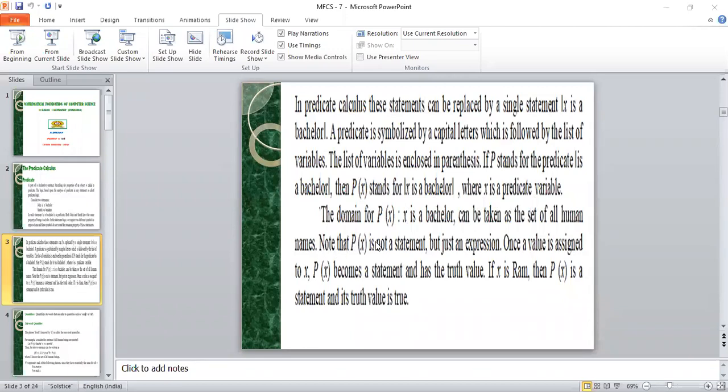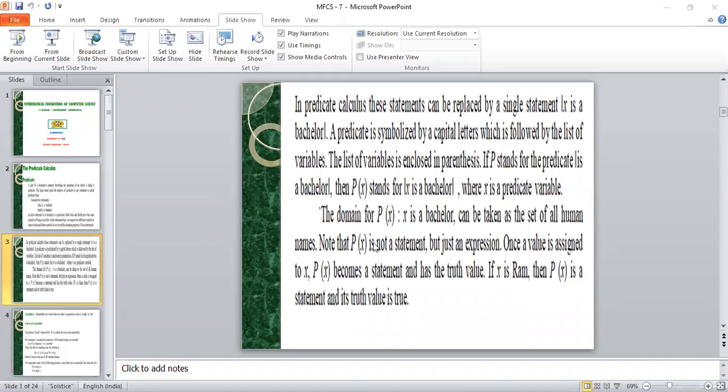Note that P(x) is not a statement, but just an expression. Once a value is assigned to x, P(x) becomes a statement and has a truth value. If x is Ram, then P(x) is a statement and its truth value is true.